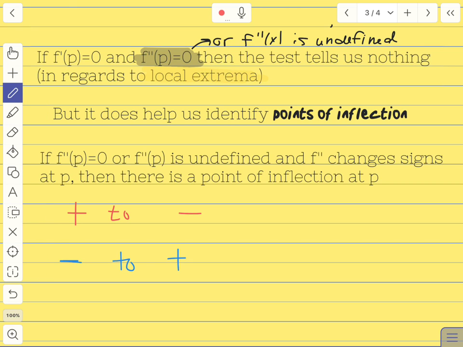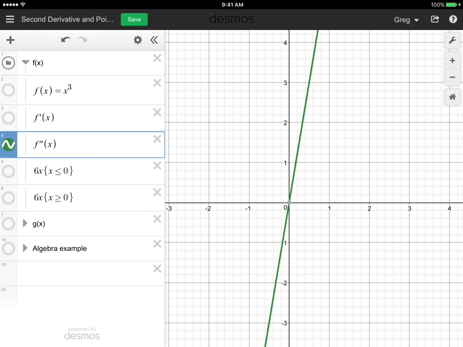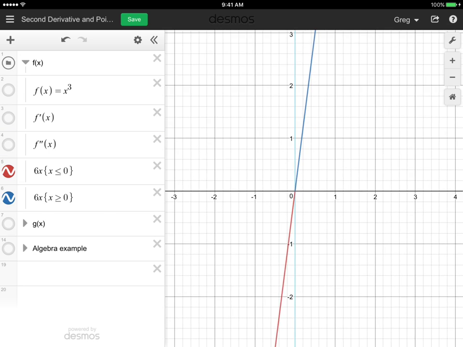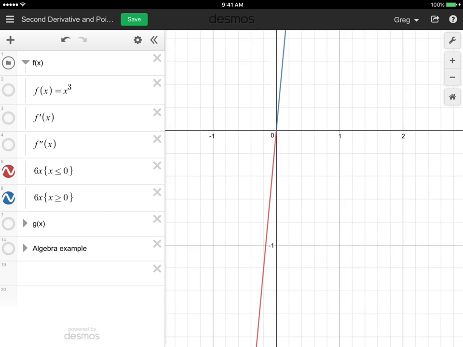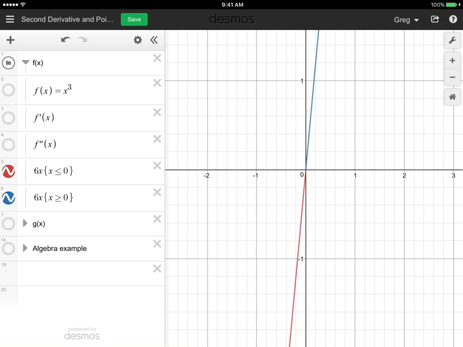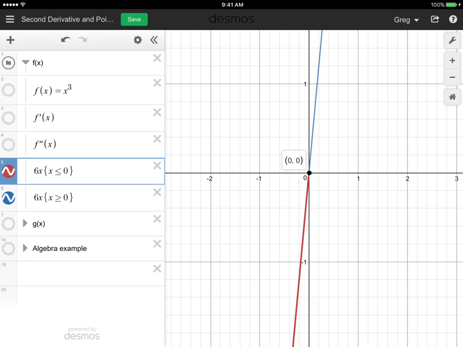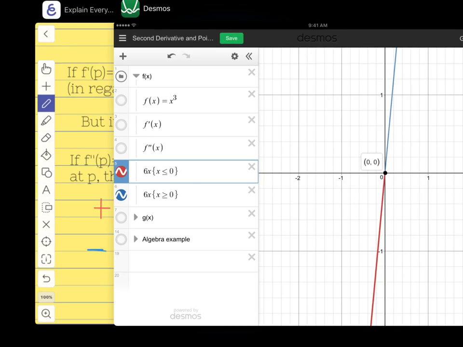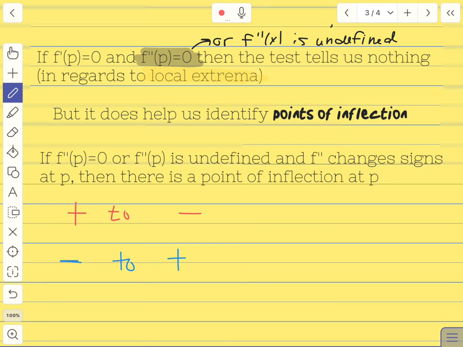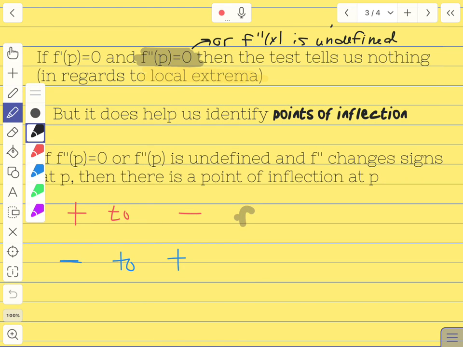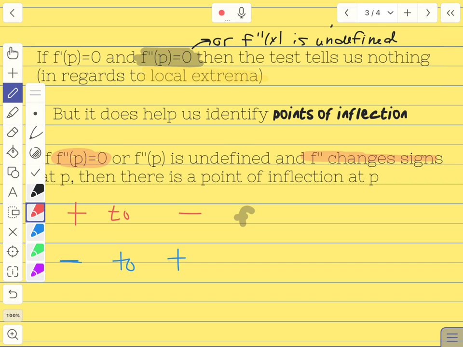So if we go back to our graph, here's our second derivative. I'm just going to show it like this, so I can clearly see that at x equals 0, that's where our second derivative changes from the negative values down here in red to the positive values in blue. So because we have found that our second derivative was equal to 0, and the second derivative changed signs exactly at 0.